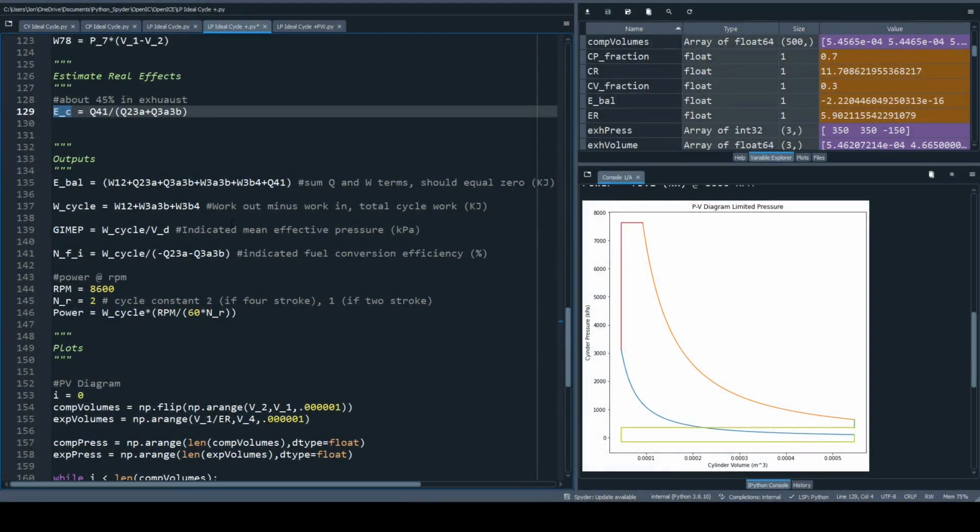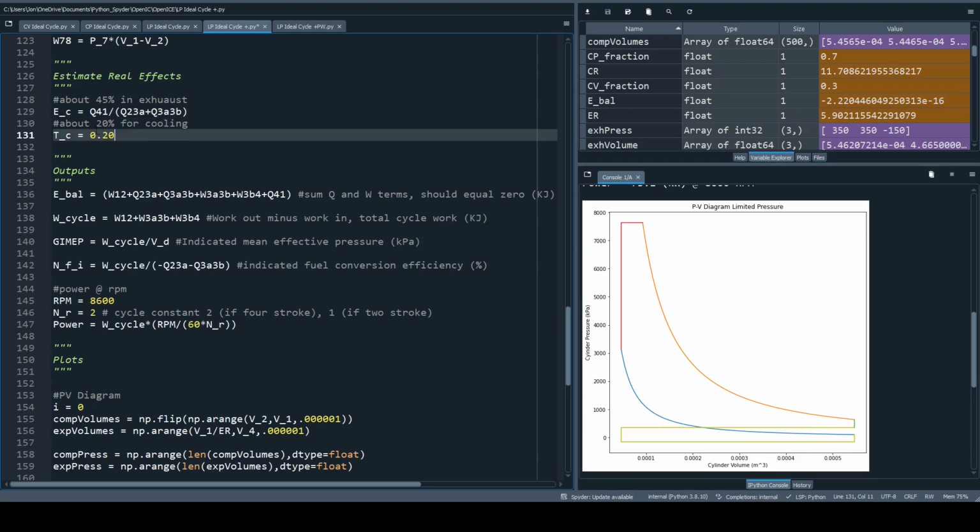Okay, for energy loss to cooling, we're going to add another real effect estimate. So now we need the T sub C, and this is going to be our heat energy loss to coolant. So in this case, we're just going to say it's about 20%. T sub C is 0.20. That can be changed later on as we dial in the simulation.